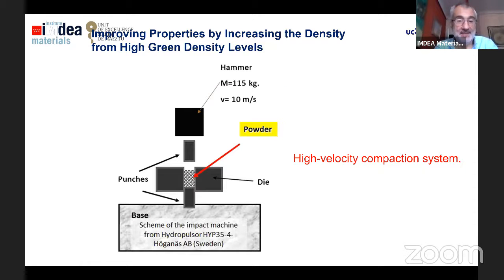Another way to improve the green density is the so-called high velocity compaction system. What we do here is a real cold forging process. We have a hammer, and we put this hammer at some specific distance from the die. We blast the hammer into the die, and we produce a shock into the powder, and we increase the green density a lot. In this case, as I mentioned before, with one compaction, we can go from a green density of 6.6, 6.8 in a conventional material, and we reach after the high velocity compaction densities of 7.5, 7.6, much higher than we can reach using conventional cold compaction.